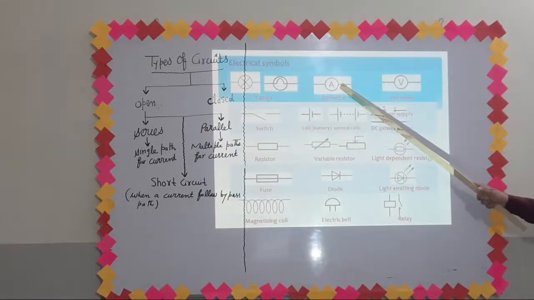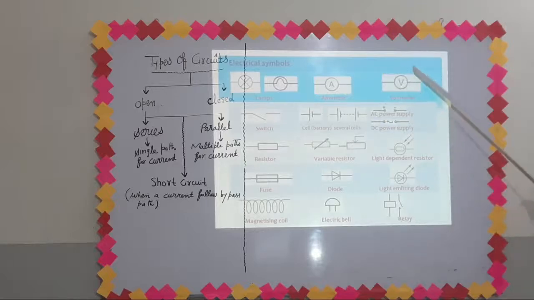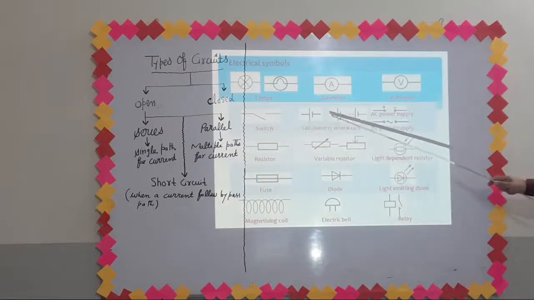This is the symbol of an ammeter for measuring current. This is the symbol of a voltmeter for measuring potential difference between two points in a circuit. This is the symbol of a switch, and this is the symbol of a cell. So hurry up. Practice these symbols on your copy. Be quick.